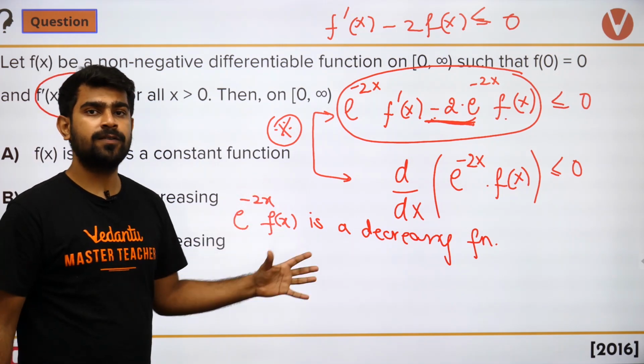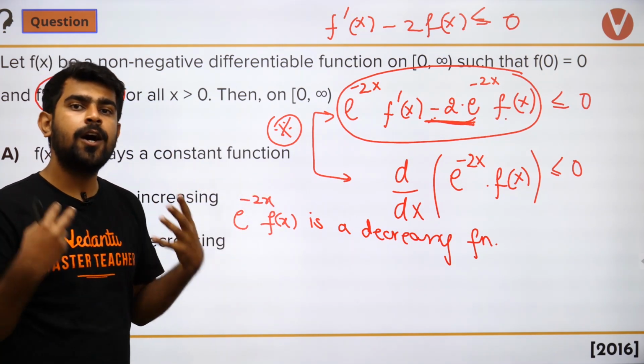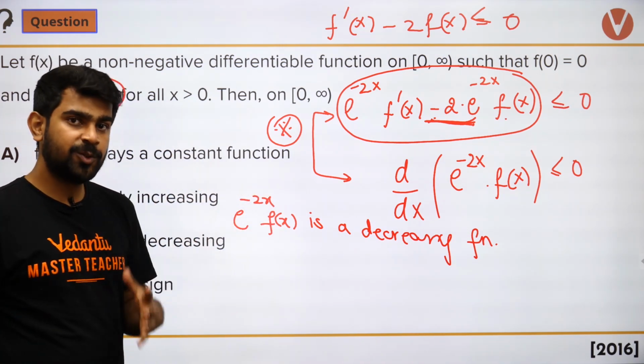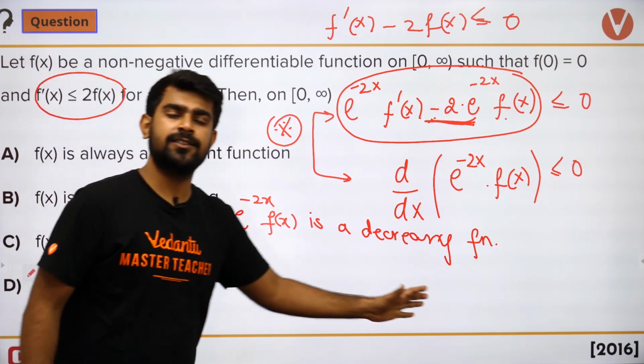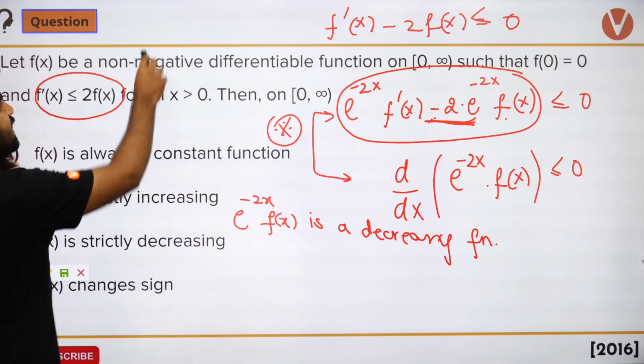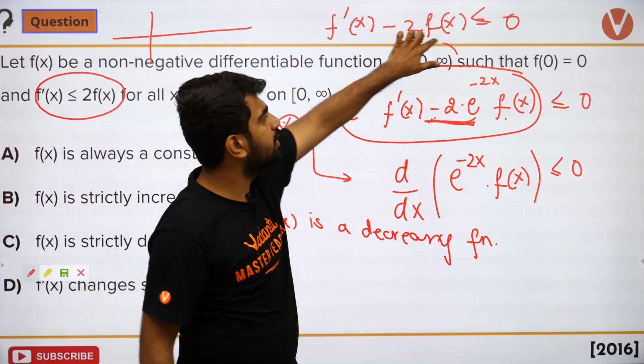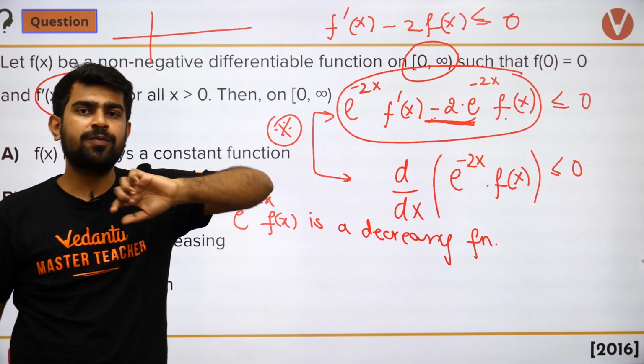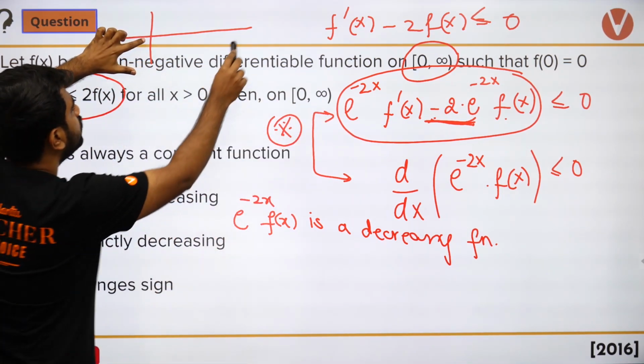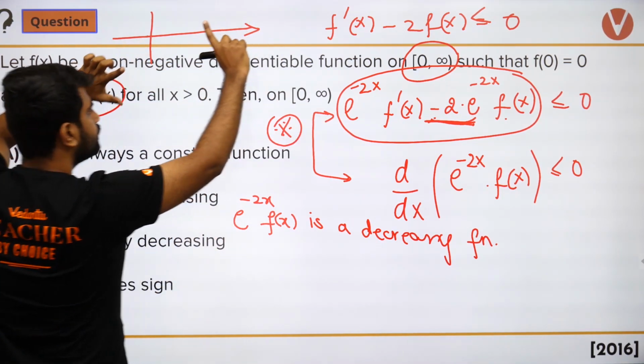So what can I infer from here? Okay, it's a decreasing function. How does that give me the answer? The beauty is you can do a lot with this, guys. Okay. So let's look at the nature of decreasing functions. Okay. So we are having the graph between 0 to infinity, right? We are having the graph between 0 to infinity. So my graph is going to exist between here to here.